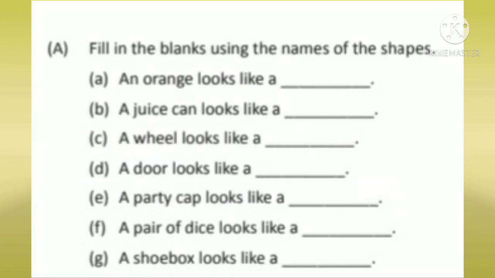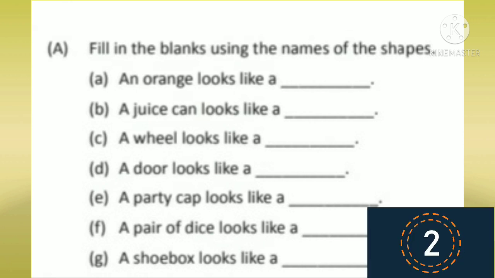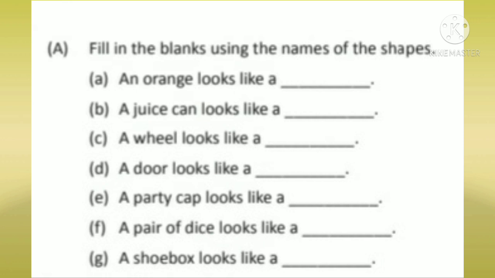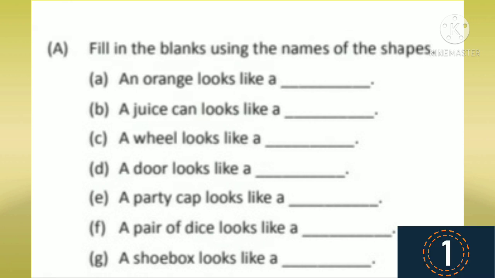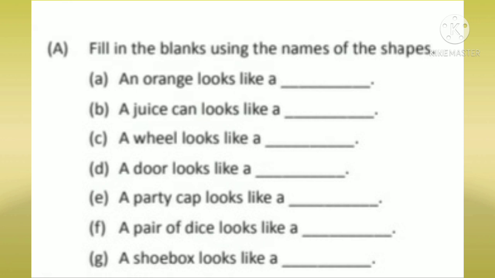Next question. Fill in the blanks using the names of the shapes. A. An orange looks like a dash. Your time starts now. B. A juice can looks like a dash. Your time starts now. C. A wheel looks like a dash. Your time starts now.